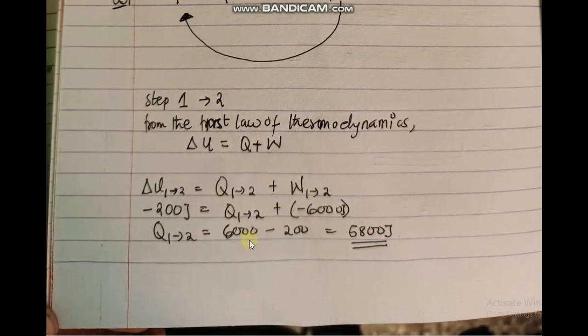So let's continue, taking step 1 to 2. The change in internal energy from step 1 to 2 is equal to the heat applied in step 1 to 2, plus the work done in step 1 to 2. The change in internal energy is given in the table as negative 200 joules, which equals the heat plus negative 6,000 joules. When you solve, the heat from step 1 to 2 is 5,800 joules.